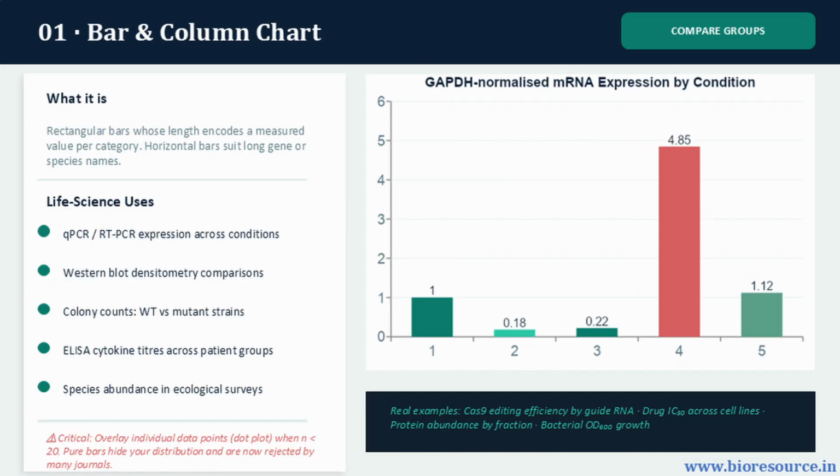Let's start with the most common chart, the bar chart. Bar charts are useful when you want to compare values across categories such as gene expression across treatment groups, Western blot densitometry, colony count, ELISA cytokine levels, or species abundance. But here is the danger. Bar charts only show a summary. They do not show the full distribution. Two groups can have the same mean but completely different underlying data. That is why, especially when n is less than 20, you should overlay individual data points. Never let the mean hide the biology.